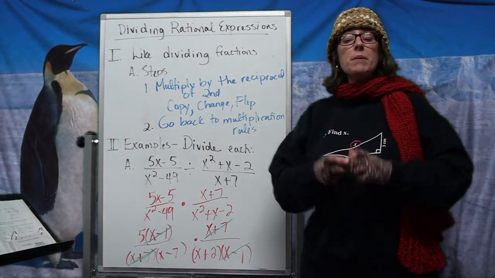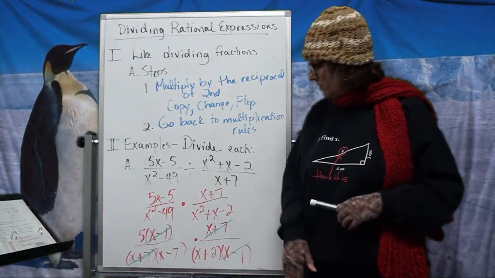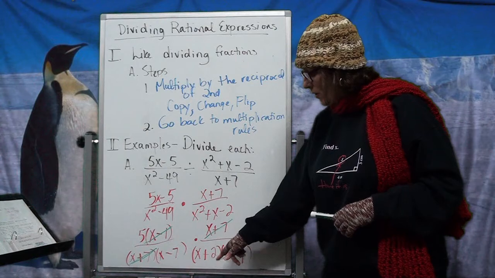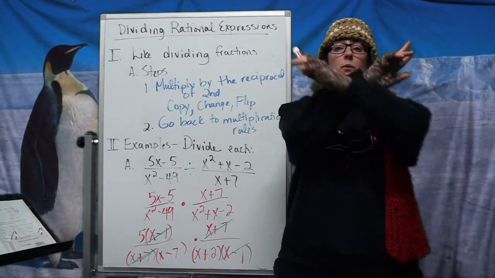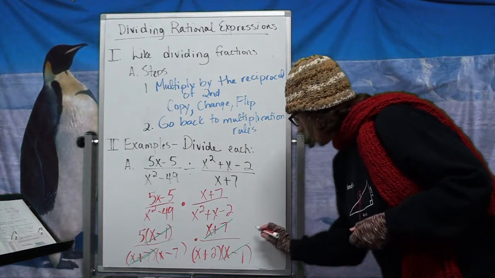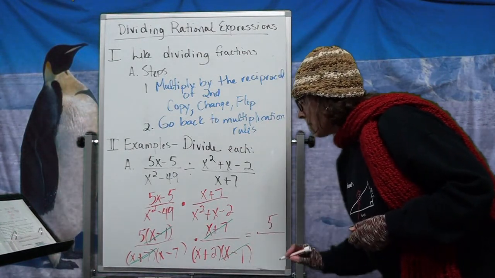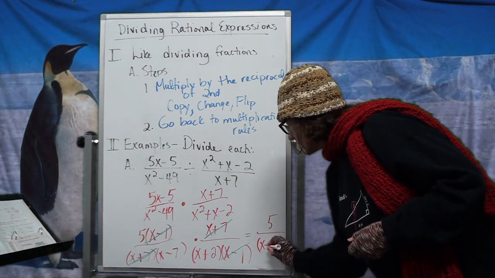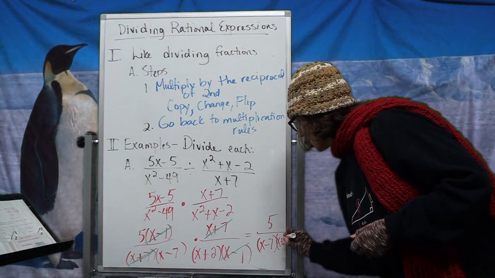Now I'm going to check up and down to see if anything will cancel. 5 and an x minus 7, nothing cancels there. This is just a 1 now over an x plus 2. Nothing cancels there. So now I'm ready to shoot straight across. When I multiply straight across, I get a 5 on the numerator, and on my denominator, I have an x minus 7 times an x plus 2.